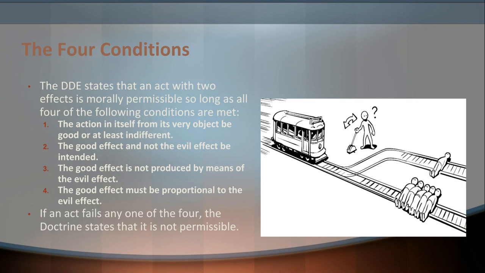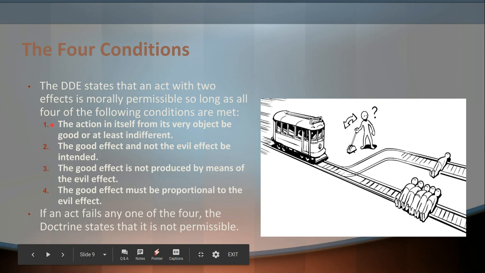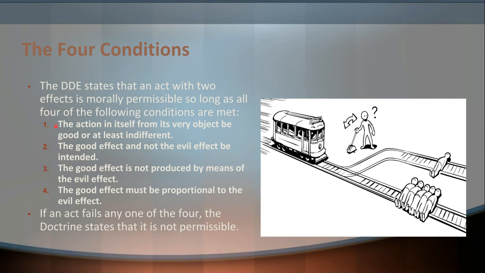One of the most common ways of doing it, and one of the more modern phrasings of it, for our sake, lists the four conditions as these four. First, the action in itself, from its very object, must be good or at least indifferent. Second, the good effect and not the evil effect be intended. Third, the good effect is not produced by means of the evil effect. And fourth, the good effect must be proportional to the evil effect.